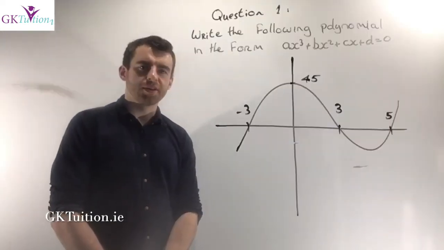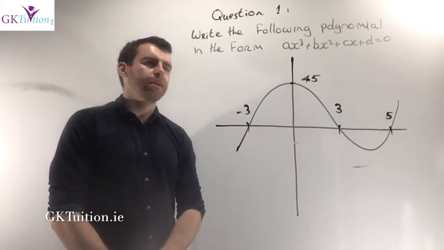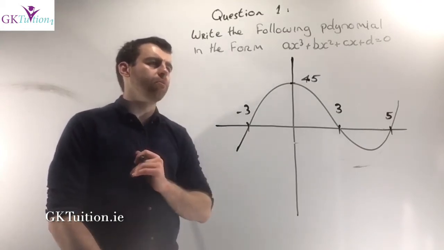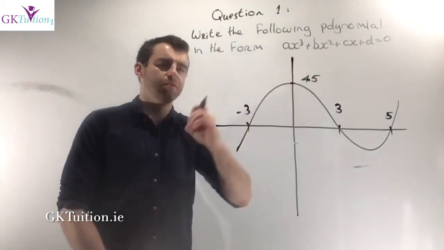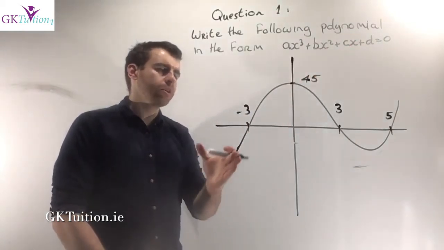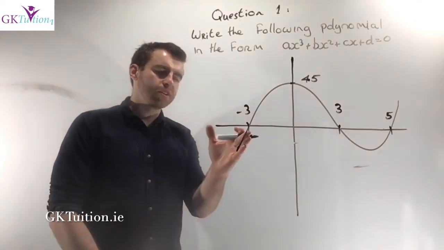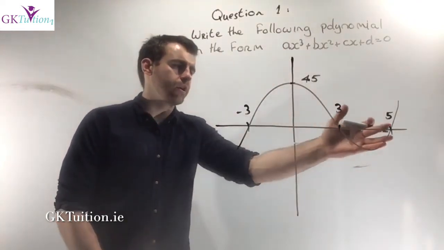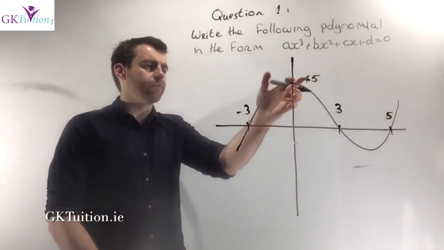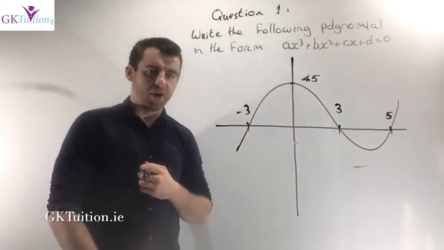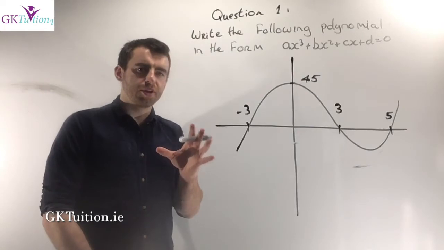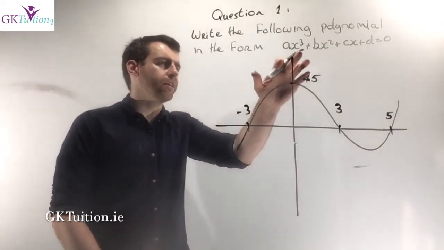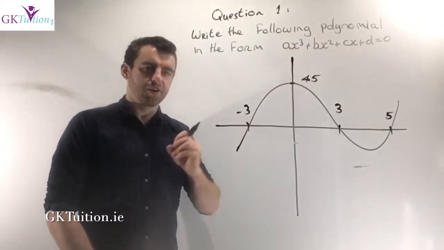Okay, so the first question that I want you to try is this one. In this case, you're asked to write the following polynomial in the form ax cubed plus bx squared plus cx plus d equals 0. You have a polynomial that has 2 turning points, crosses the x-axis at minus 3, 3 and 5, and clearly intercepts the y-axis at 0, 45. So I want you to pause the video now, and I want you to come up with a cubic. I want you to write it in this form, and it needs to match the curve that's been given.